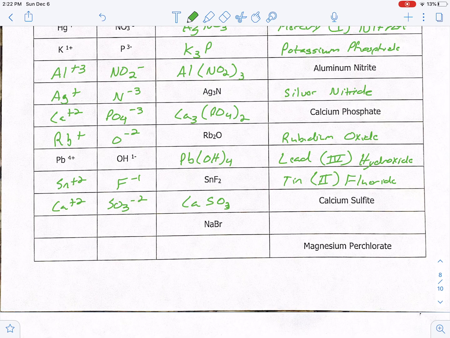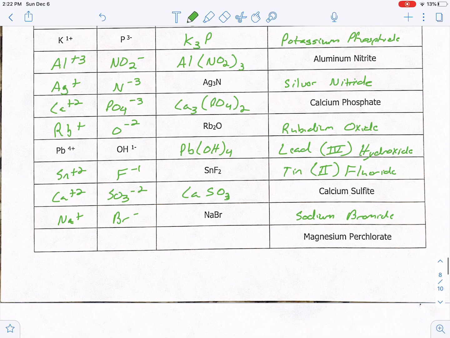Okay, then we have NaBr. You can just look these up on the periodic table. Br has a charge of -1. Na has a charge of +1. And this is just simply sodium bromide.